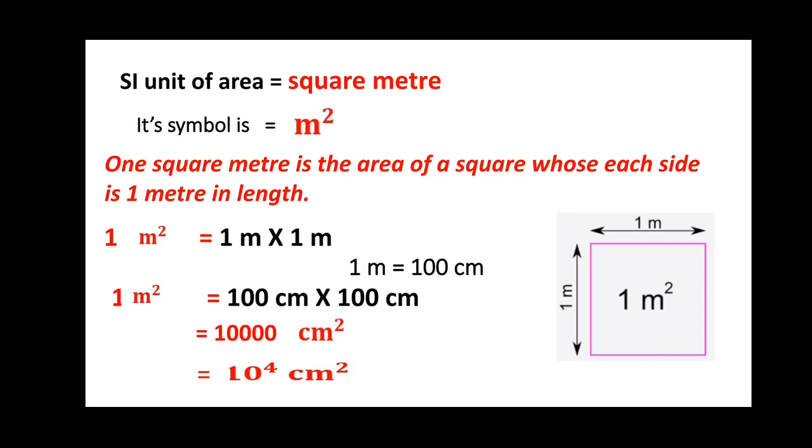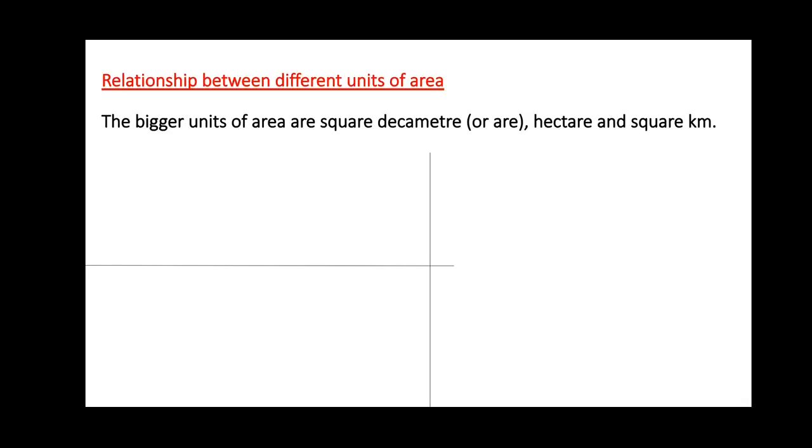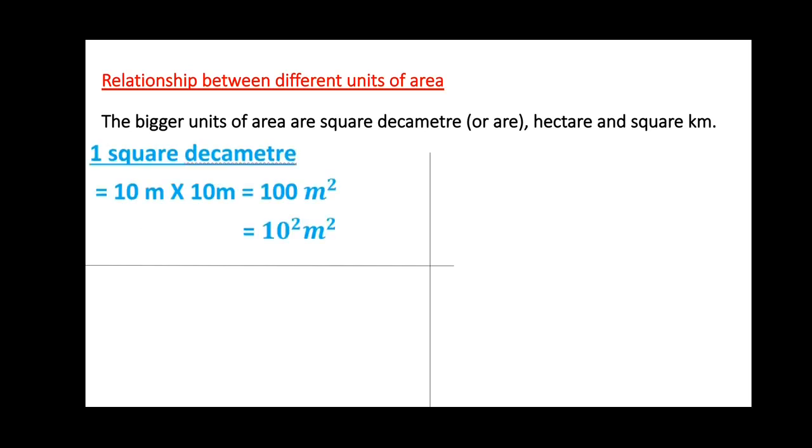We can also use the multiple and submultiple units of area for our convenience. The bigger units of area are square decameter, hectare and square kilometer. Now let us see how these bigger units are related to meter square. The first one is conversion of 1 square decameter to meter square.